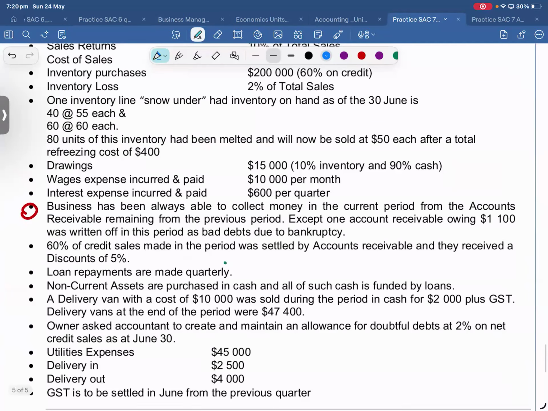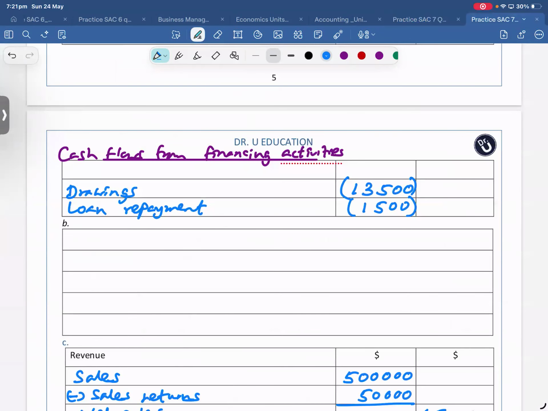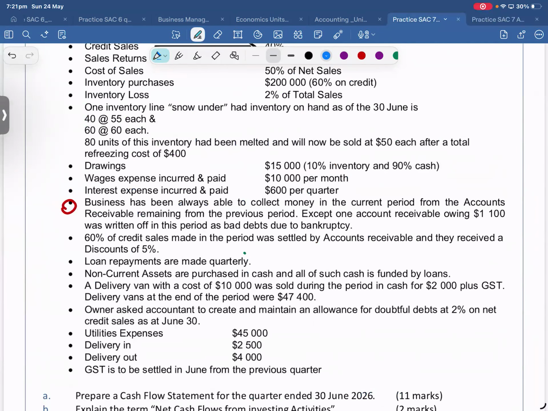Next one, guys. Non-current assets are purchased in cash and all of such cash is funded by loans. All of them are funded by loans, yes? Does that include GST as well? Yes. Right, then we don't know how much it is. We'll see.